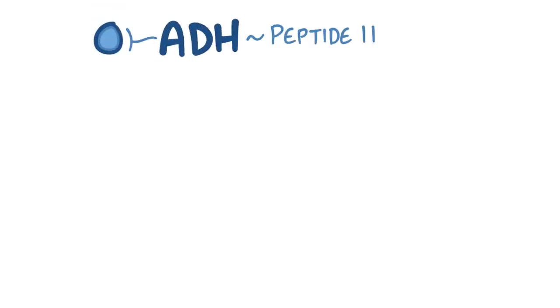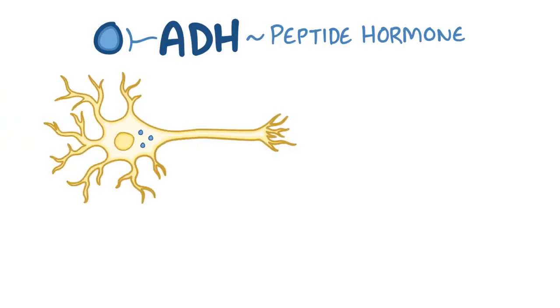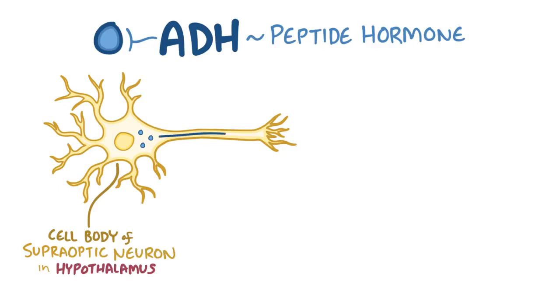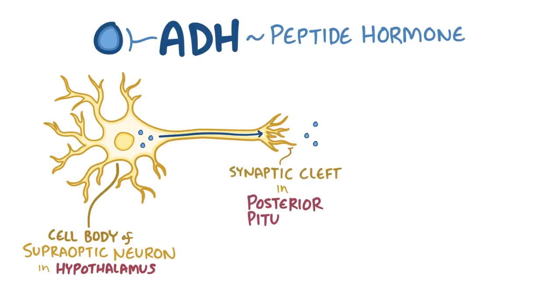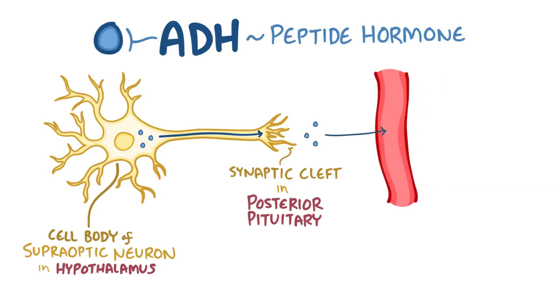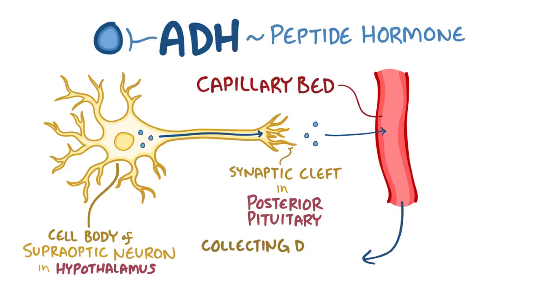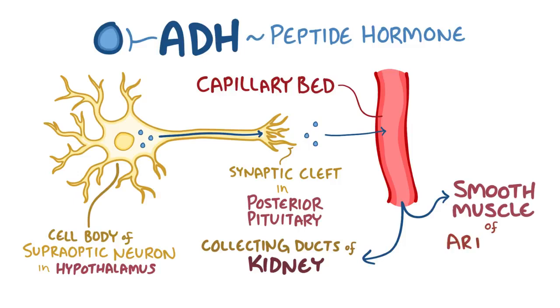Antidiuretic hormone is a peptide hormone, which is a small protein that cells use to communicate with each other. ADH is made within the cell bodies of supraoptic neurons, and then gets packaged into vesicles and gets secreted down long axons which extend into a synaptic cleft in the posterior pituitary. The ADH gets released into the interstitial fluid, moves through nearby endothelial cells, and gets into the capillary bed of the posterior pituitary gland. From there, the ADH travels throughout the body and binds to receptors in its 2 main target tissues, the collecting ducts of the kidneys and the smooth muscle that wraps around arterial walls.